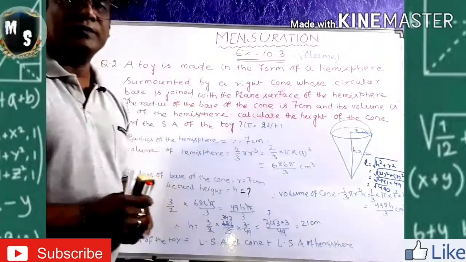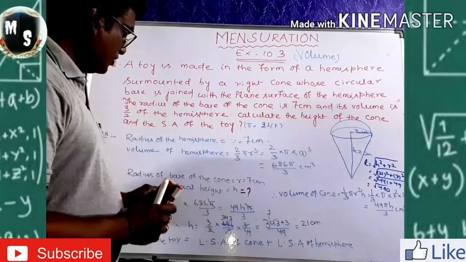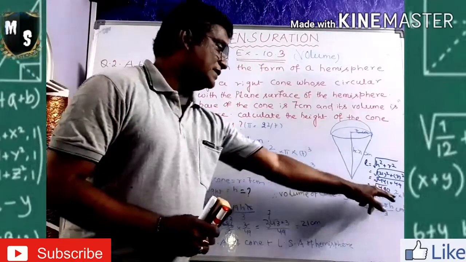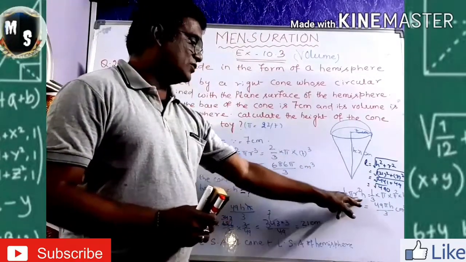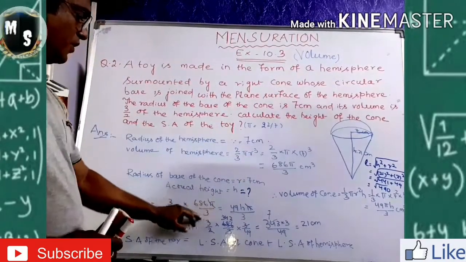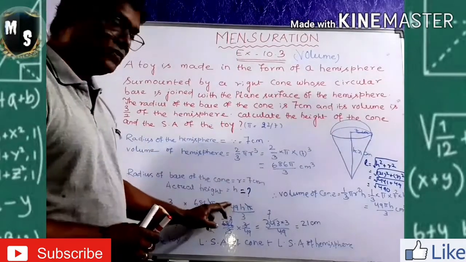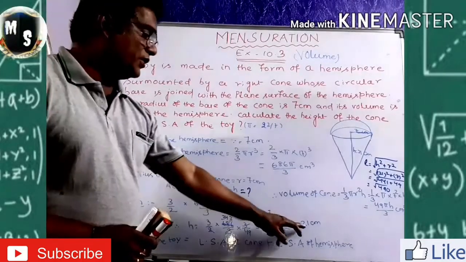I hope you understood. Here again I am saying the radius of the base of the cone is 7, the actual height of the cone is not given. So now what is the volume of the cone? With h, that is 49 pi h by 3, the formula is 1 by 3 pi r square h. Then what is given to you? 3 by 2 of the hemisphere volume is equal to the cone volume. Then cancellation goes on. H is equal to 21 centimeter.